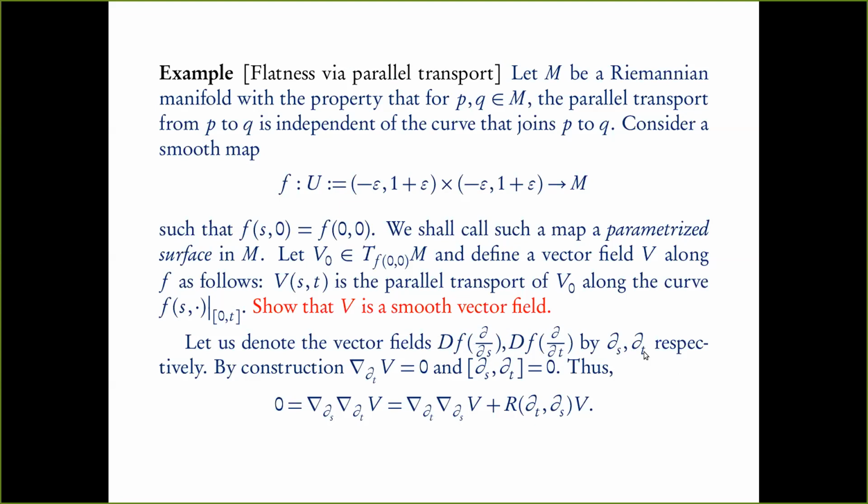By construction, let's look at the first equality. The covariant derivative of V along del t is 0. Why is that? Well, that is because we defined V simply by parallel transporting in the t direction, starting at V0. When I calculate the covariant derivative of V along del t, this is going to be 0 because V is the parallel transport of V0 along the integral curves of the vector field del t. The integral curves of the vector field del t are precisely these curves, f of s comma dot. So by construction, this first equality holds.